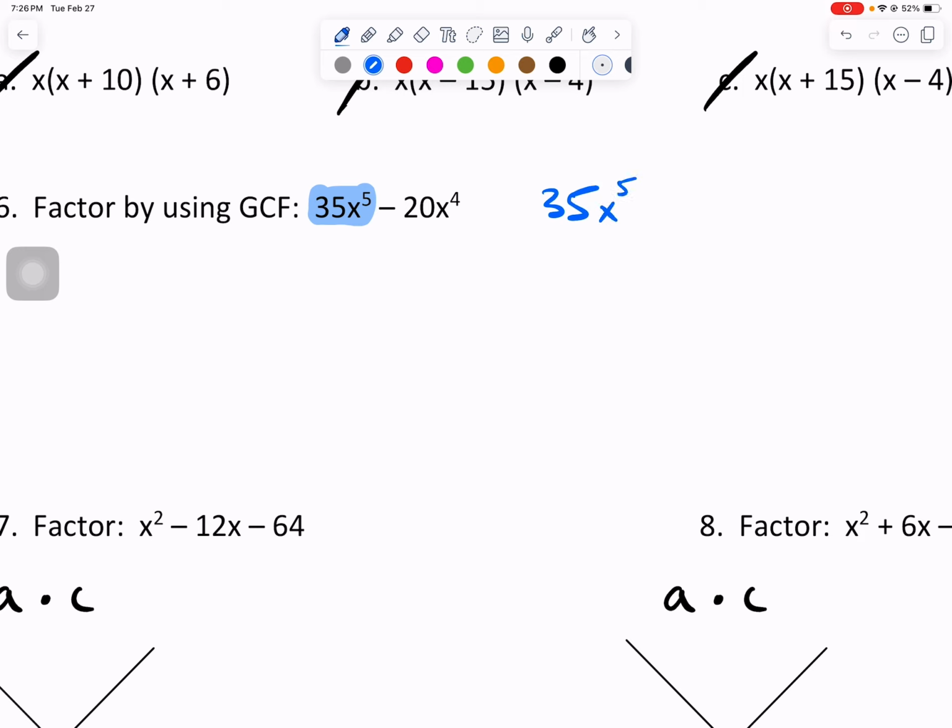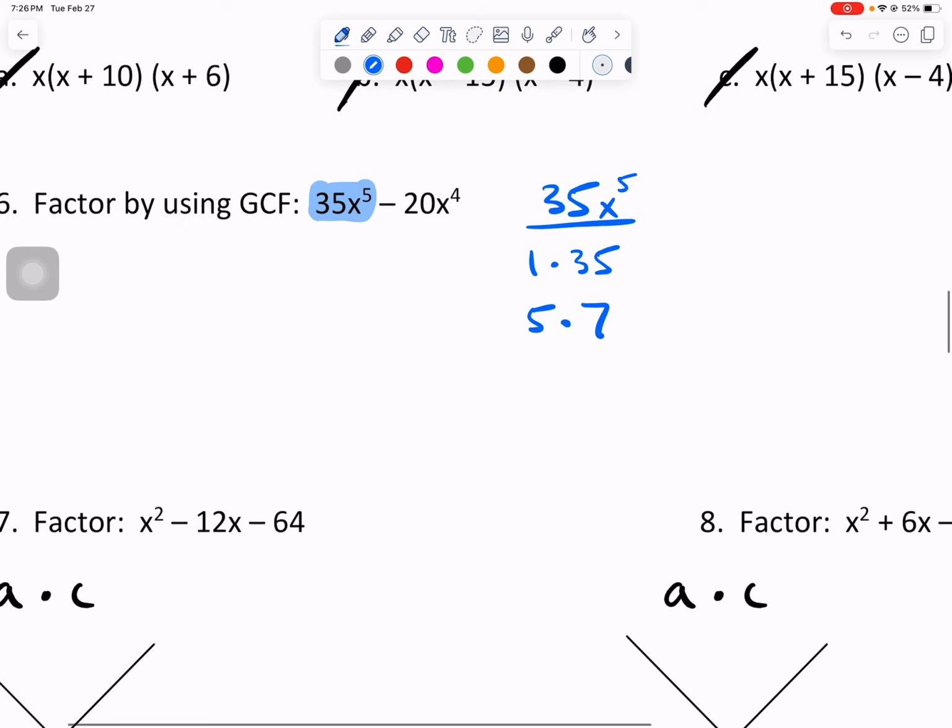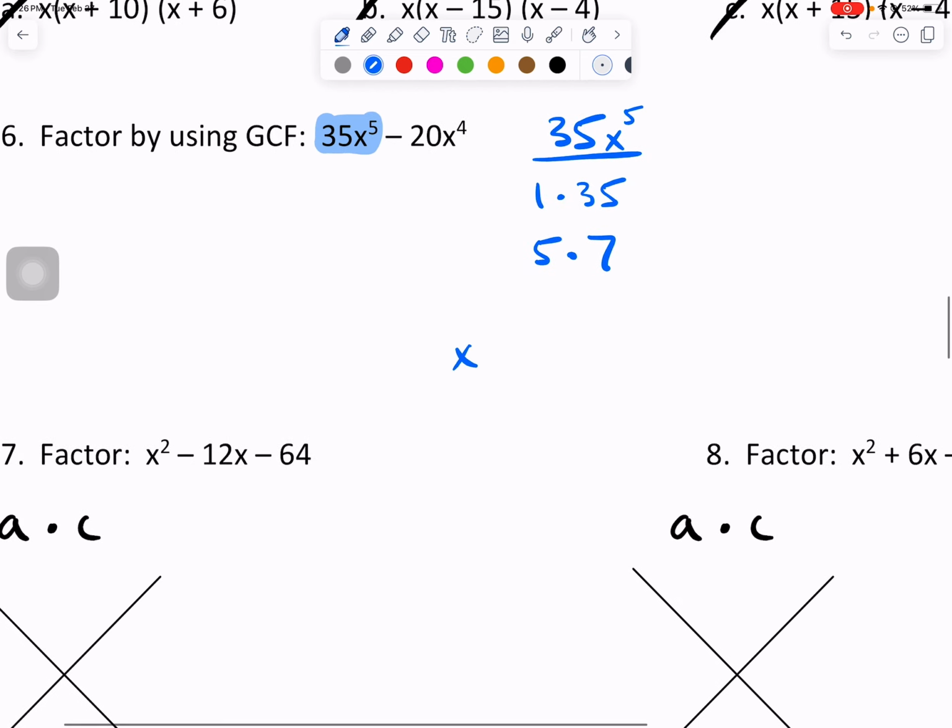35x to the 5th. All right, so we have 1 times 35, we have 5 times 7, and then we have x times x times x times x times x. This is giving you the visual, just to assist with that understanding and deepen it even further for you.